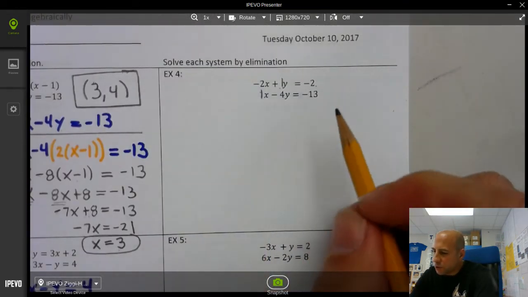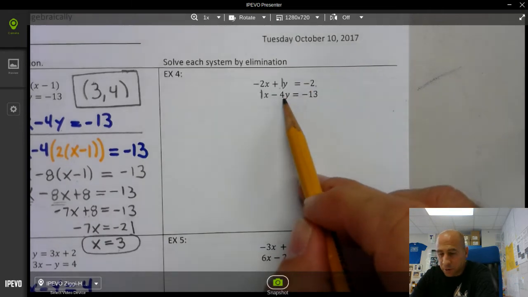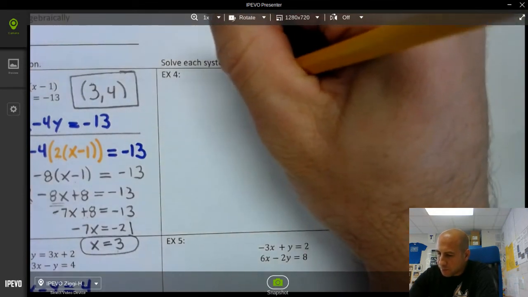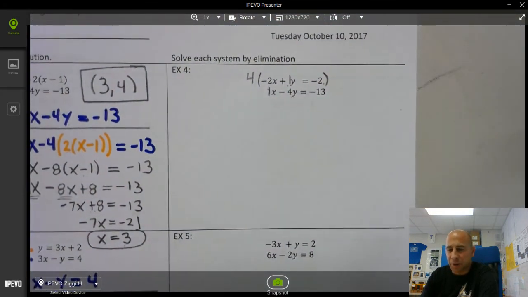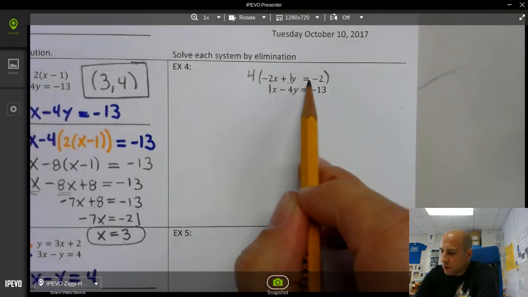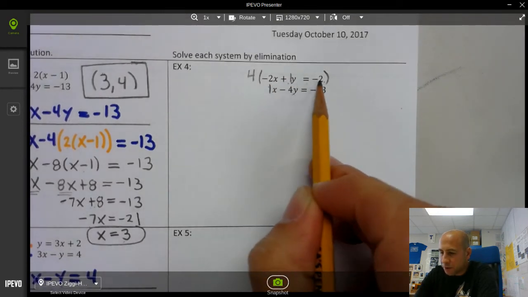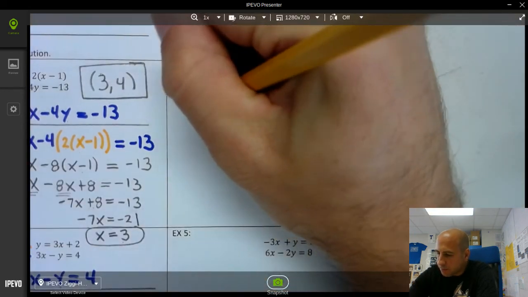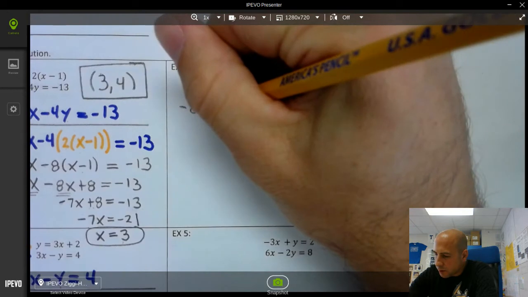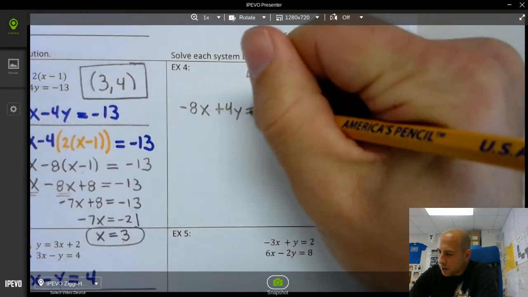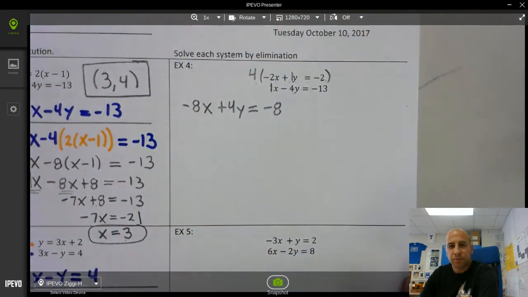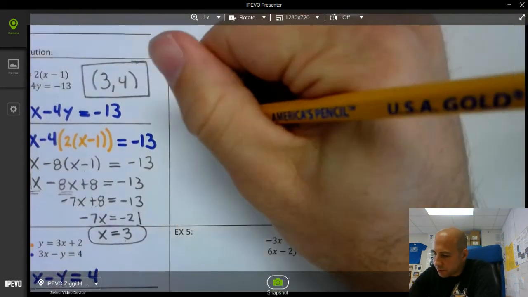Okay, so it looks right here that I have a negative 4. Well, if I multiply this by positive 4, they'll eliminate. So I'm going to multiply the top equation by 4. Now, you really don't need a color code for elimination. Okay, so now, whenever you have an equal sign, you have to multiply that number by every term. So this becomes 4 times negative 2 is negative 8x. 4 times 1 is plus 4y equals 4 times negative 2 is a negative 8. Okay, now we just rewrite the second equation.